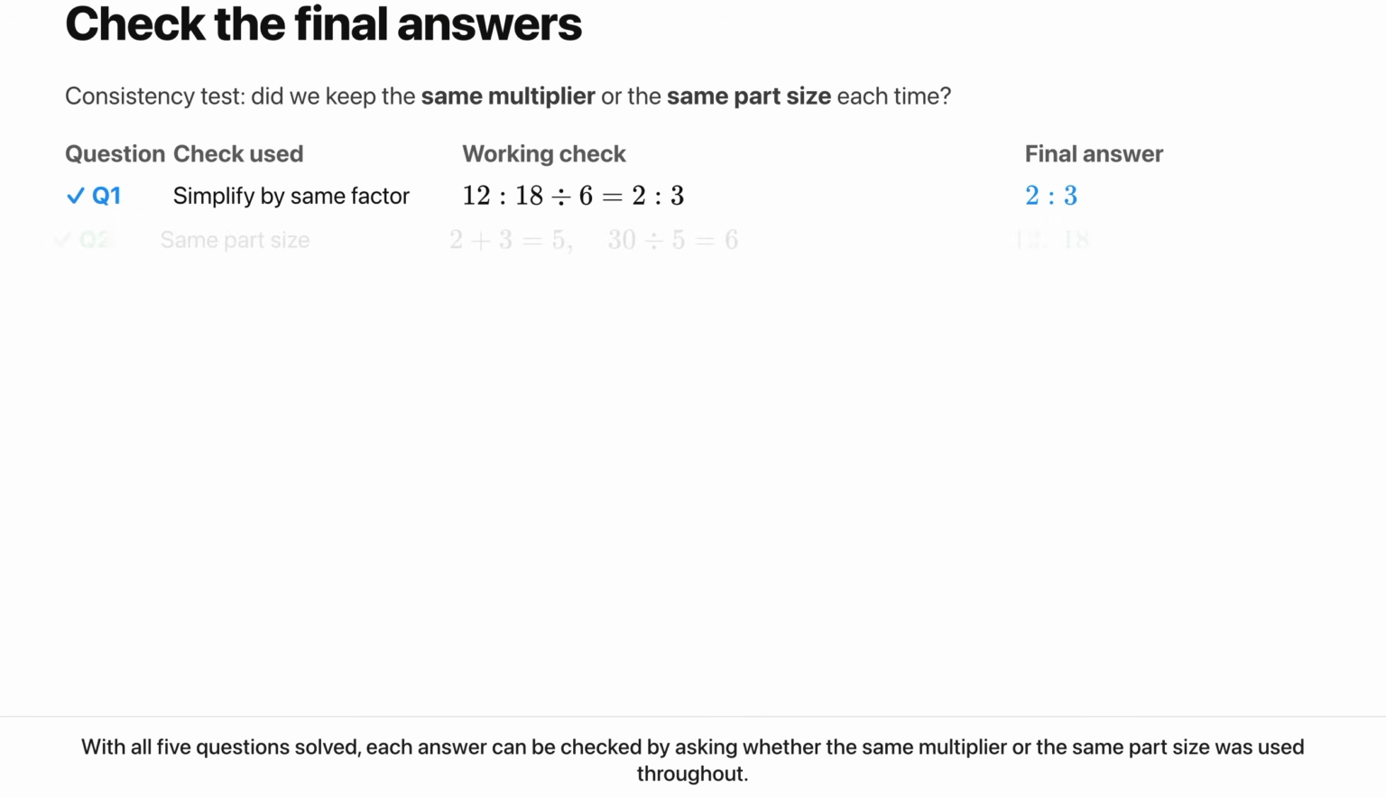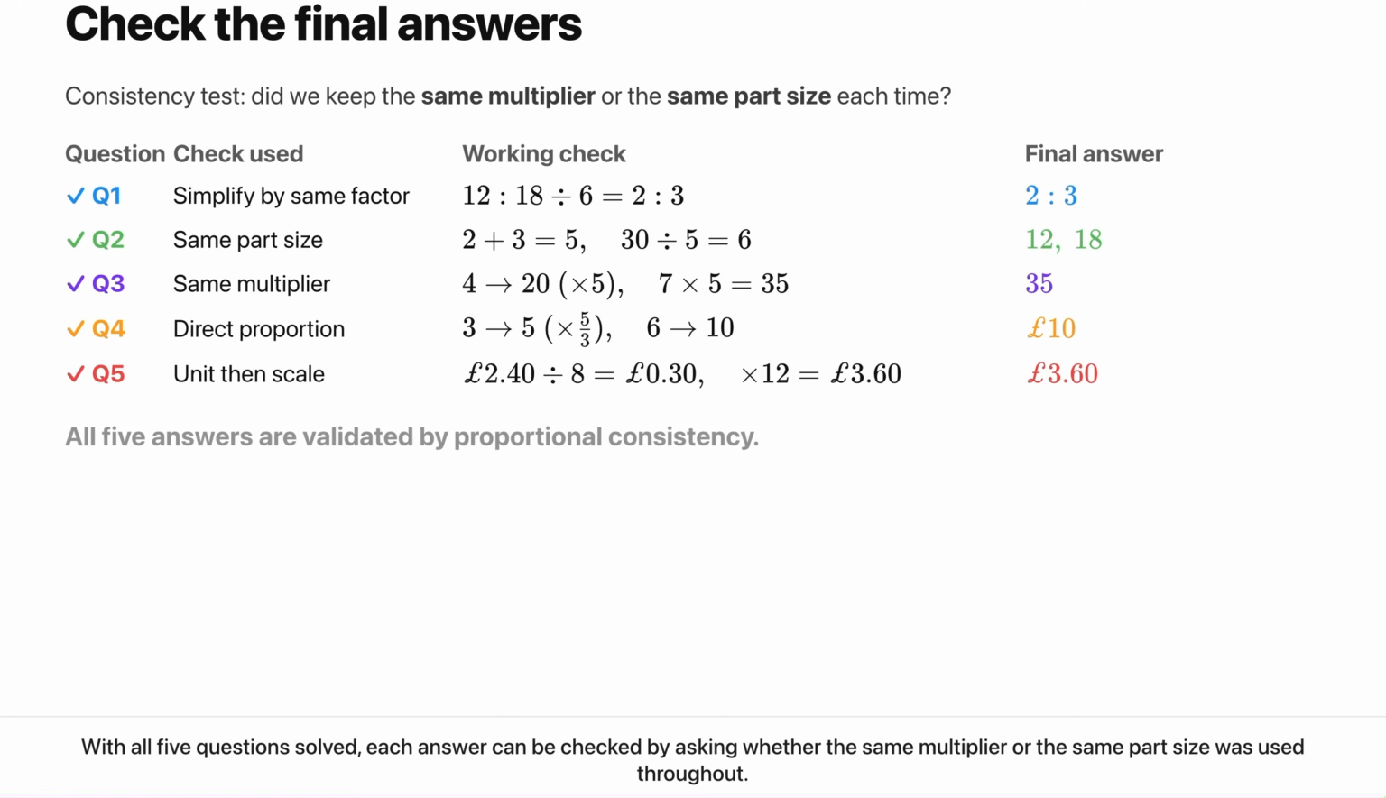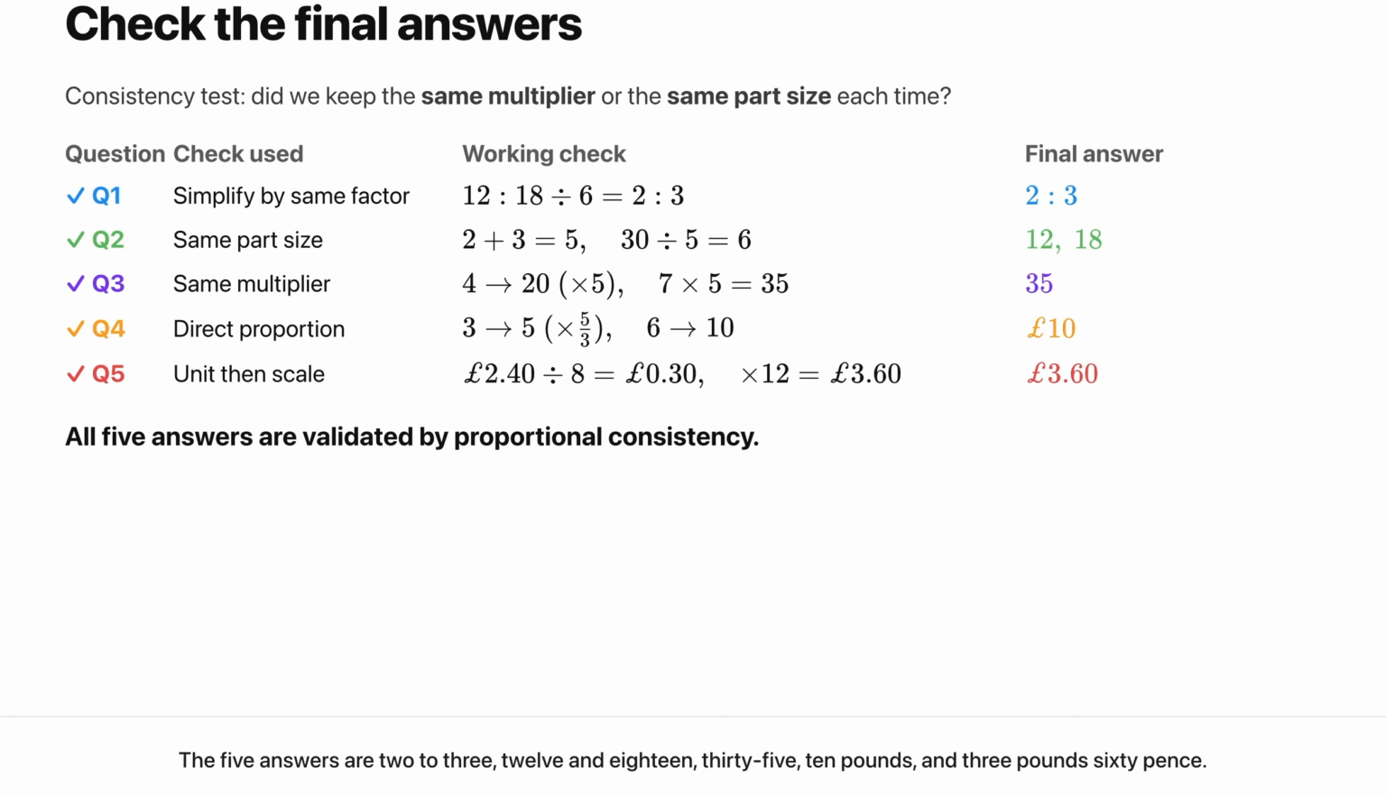With all 5 questions solved, each answer can be checked by asking whether the same multiplier or the same part size was used throughout. The 5 answers are 2 to 3, 12 and 18, 35, £10 and £3.60.